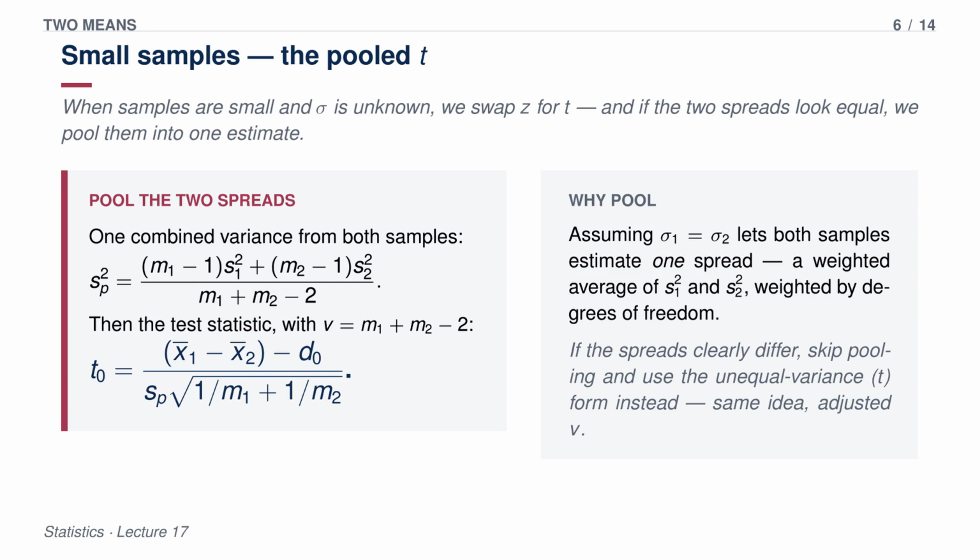Why pool at all? Because assuming sigma 1 equals sigma 2 means both samples are estimating the same spread, so let them chip in together. It's a weighted average of s1 squared and s2 squared, weighted by degrees of freedom. And if the two spreads clearly differ, you just skip the pooling. There's an unequal variance form. Same idea, adjusted v. And notice the little bonus in v. m1 plus m2 minus 2 is 2 more degrees of freedom than a one sample t would give you at the same total size. Both samples chip in their spread.